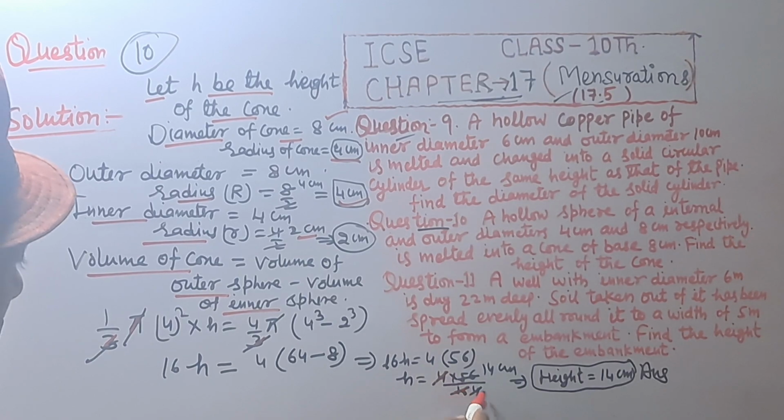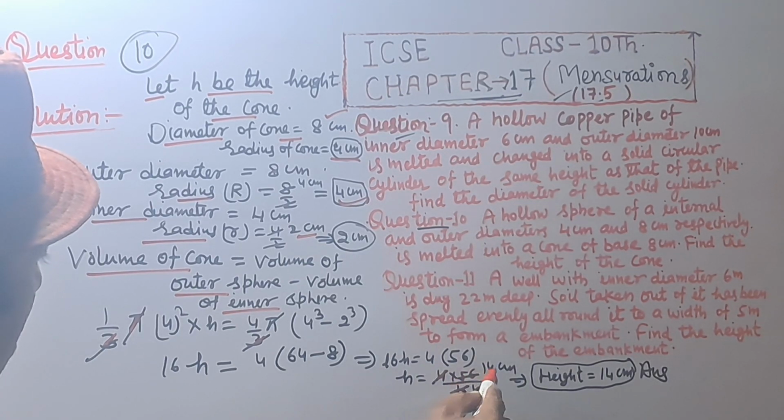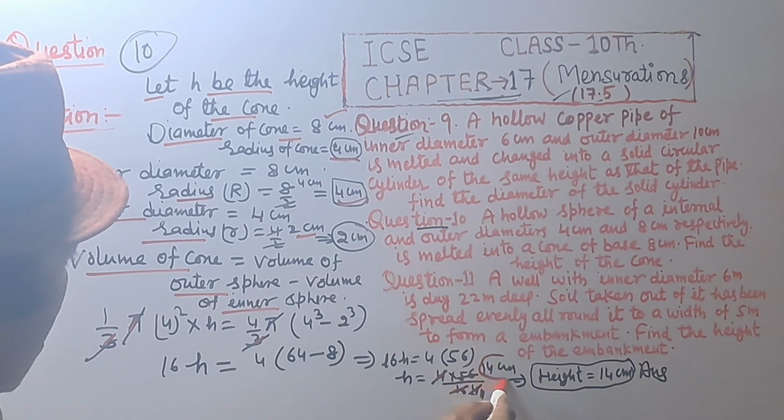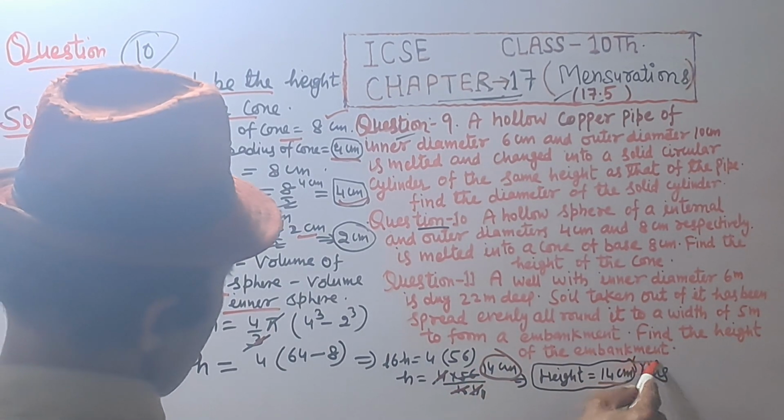4 ones are 4, 4 fours are 16, 4 ones are 4, and 14 fours are 56. So the height of the cone is equal to 14 centimeter. Answer.